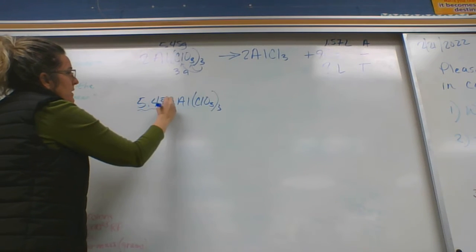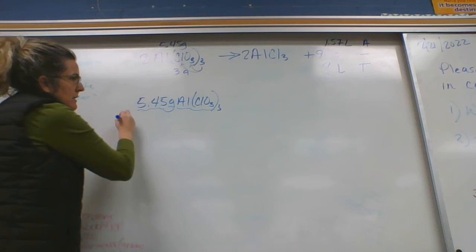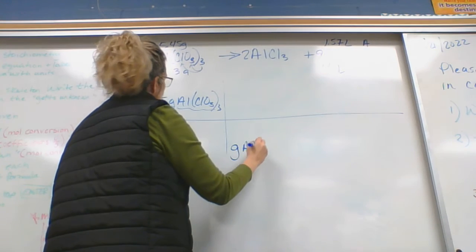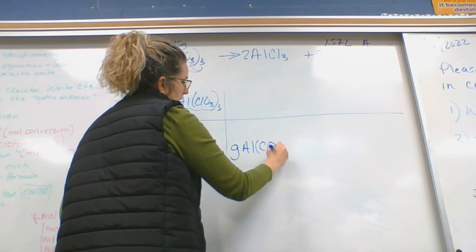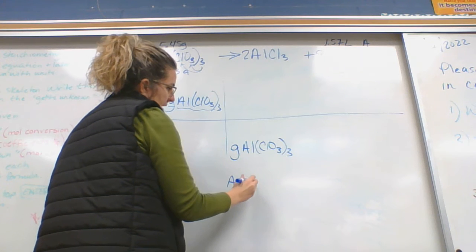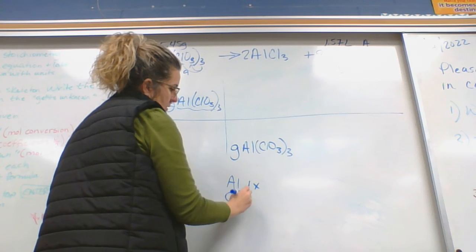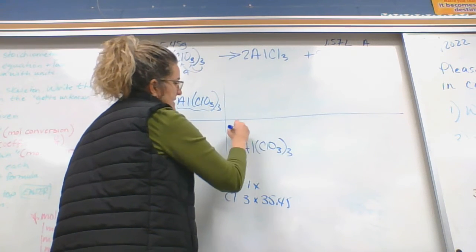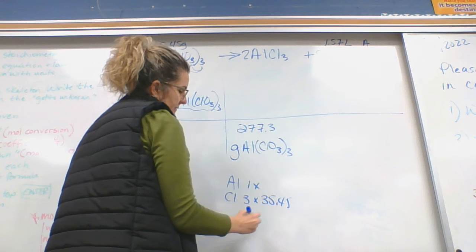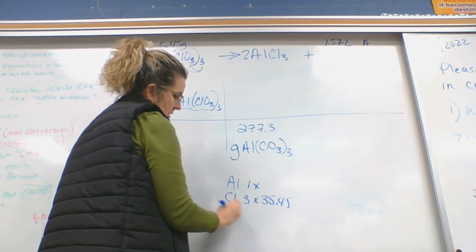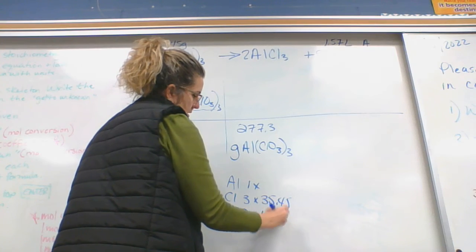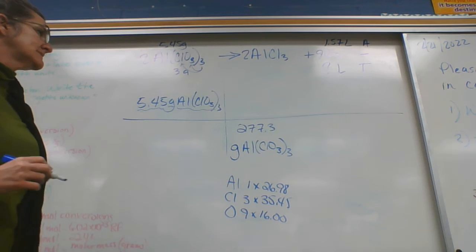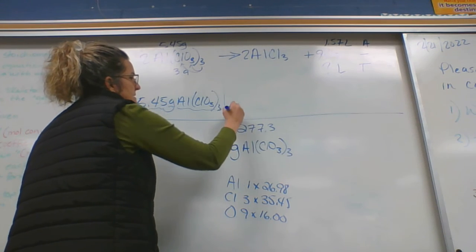Remember, we always need a number, a unit, and a formula. So the words on the top are the words on the bottom. So grams of aluminum chlorate. So aluminum, what is aluminum again? What's the molar mass of aluminum? 26.98. All right, so we add all that up together and we get 277.3 grams is equal to 1 mole.